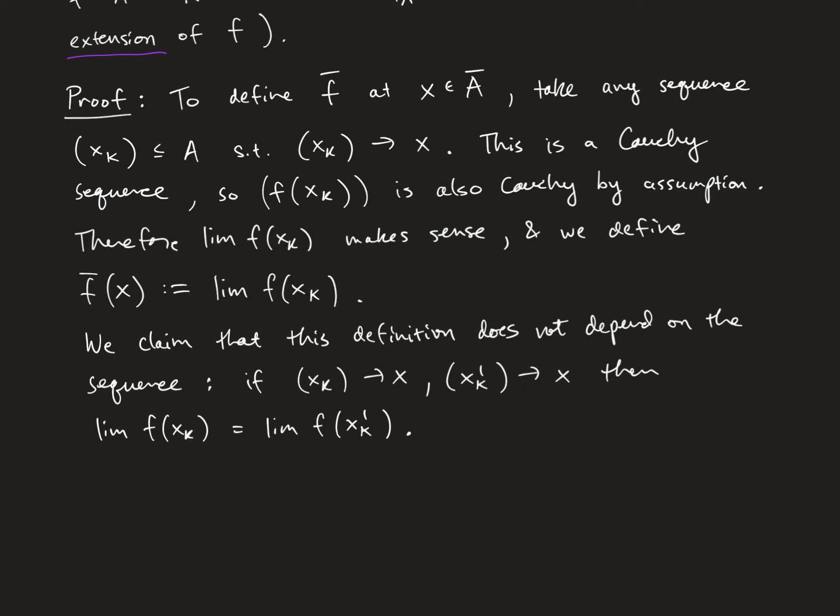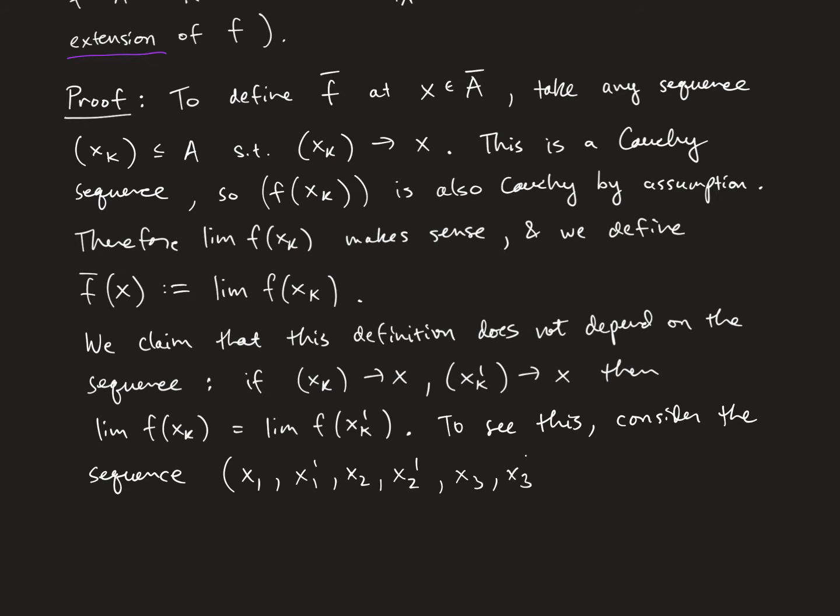What we're going to do is create another sequence which converges to x out of them, sort of a composite sequence. So to see this, consider the sequence x1. So we're going to interleave the sequences here. So we have x1, x1 prime, x2, x2 prime, x3, x3 prime, etc.